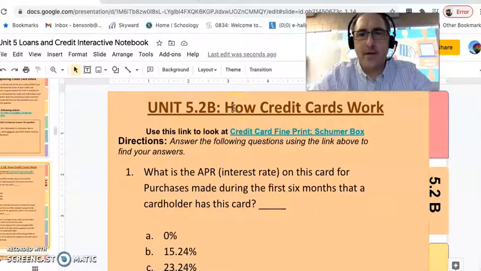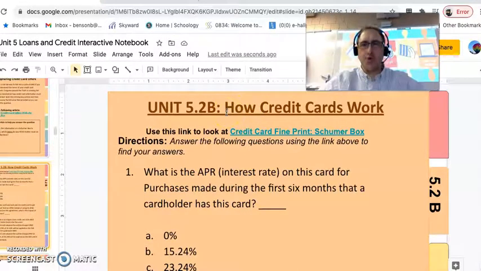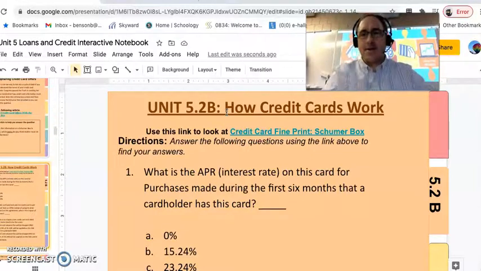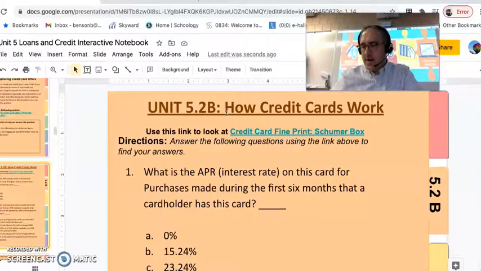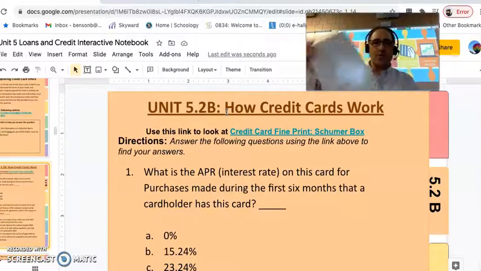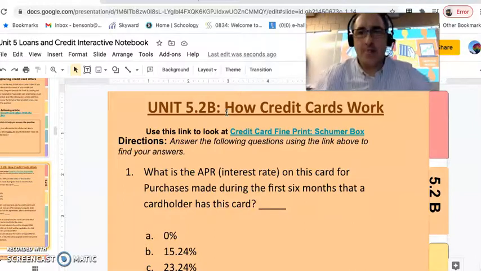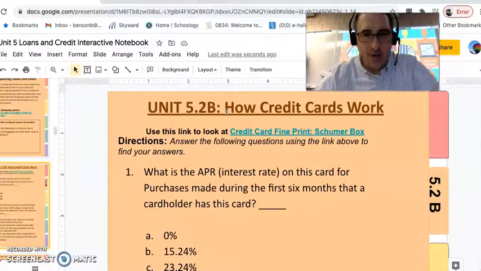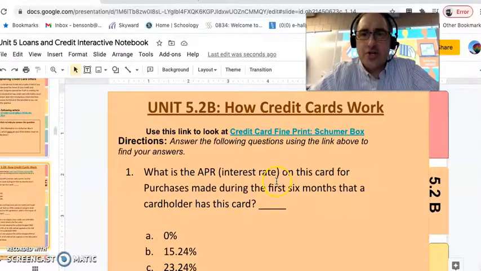Welcome to Unit 5.2b, How Credit Cards Work. Depending on how far you got yesterday, you might have looked at the Schumer box. That's the box where there's a column on one side, words on the other, and it explains the terms of your loan or savings account, checking account, or in this case, credit card. Just to review, in case you haven't, you can click here to open up the Schumer box. There are questions here that go along with the information in that box that we would like you to answer.